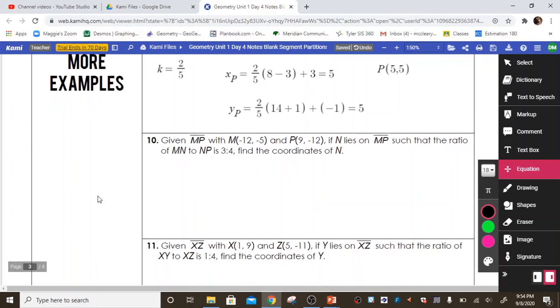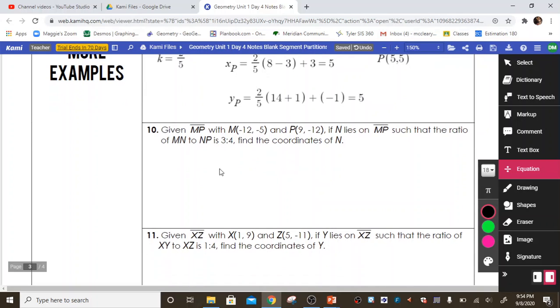All right, one more, see if you can do it. Try to find number 10 here. You've got MP, so we're going from M to P, and you want to find N there. So do that. Bring your questions for tomorrow. We'll do a couple more examples, and I'll see you then.